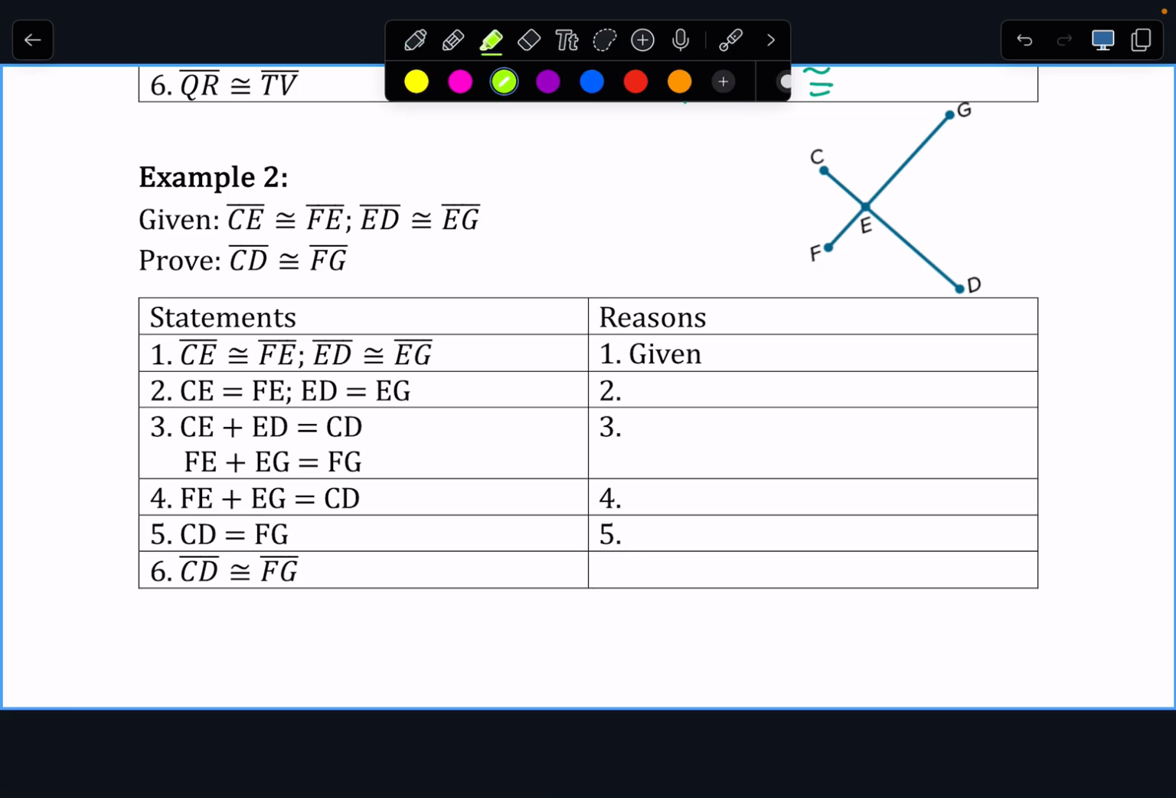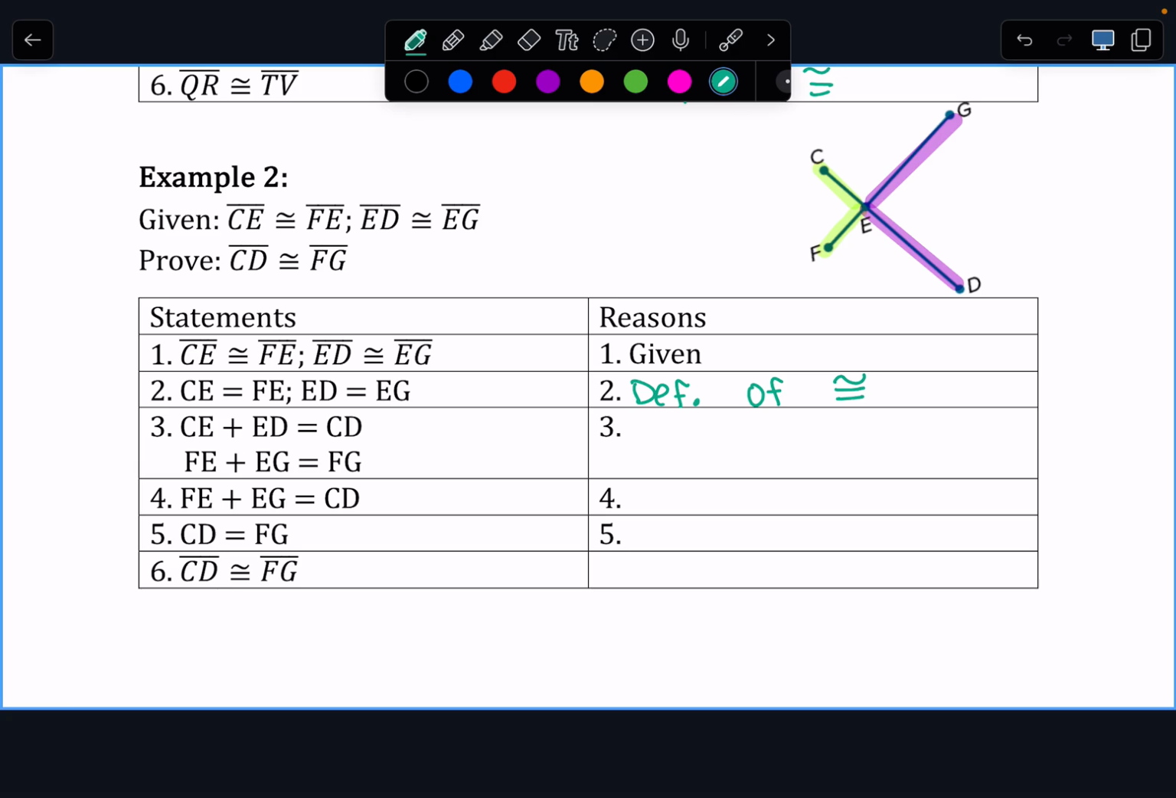So I'm going to try to color code some things. CE and FE are congruent. ED and EG are congruent. Does it seem plausible that we can get to CD, the whole segment, equals FG, the whole segment? Yeah. Right? That seems like we can do that. Okay. So, from step 1 to step 2, what did we do? Did you hear that I rhymed? Up to.